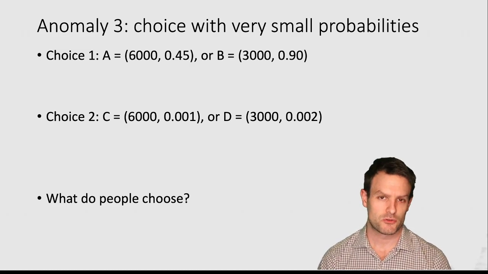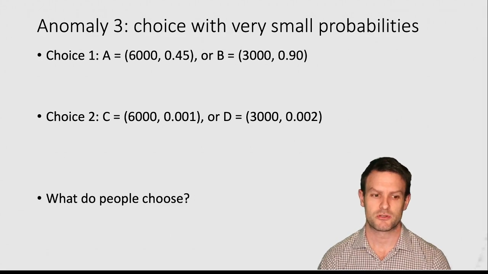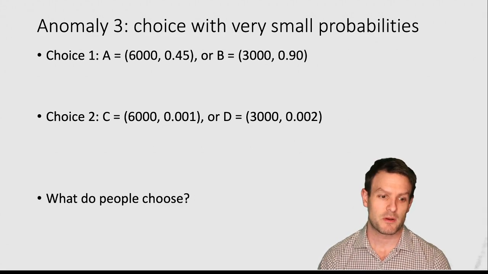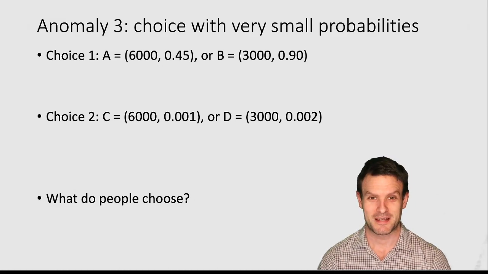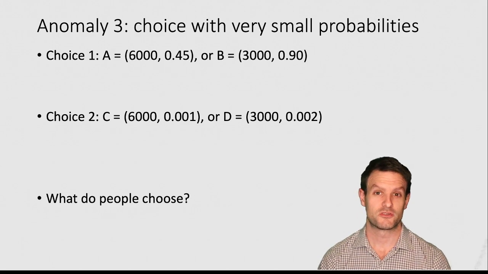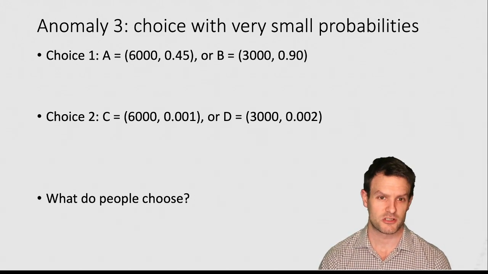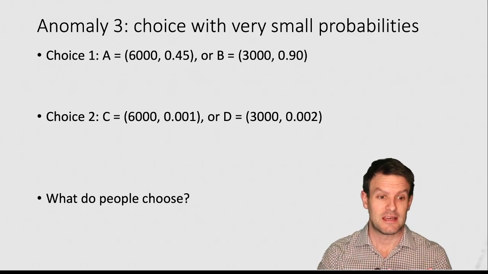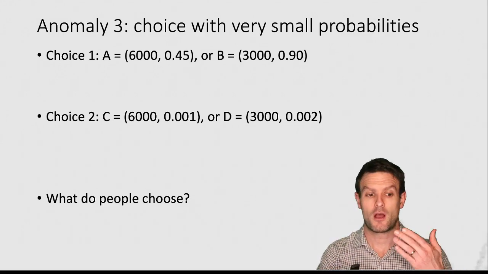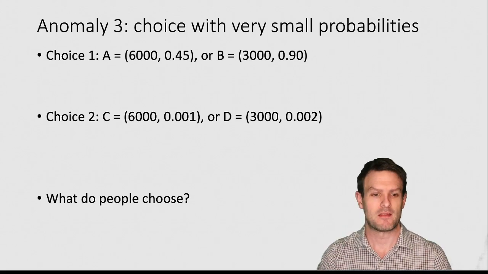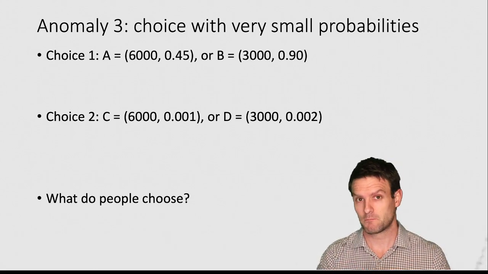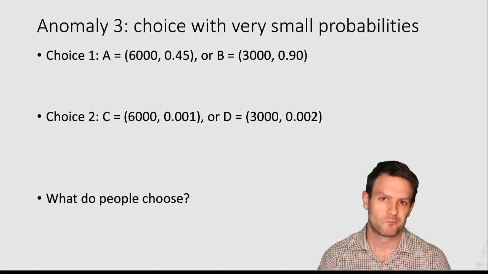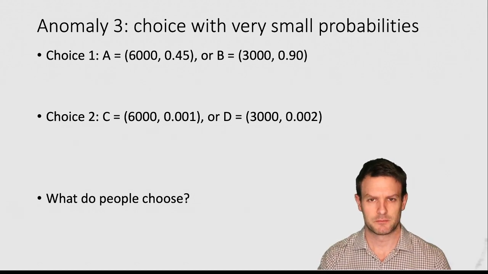Now contrast that with choices C and D, which is option 2. There you've got £6,000 with a probability of 0.001, okay, so a 0.1% chance, or £3,000 with a probability of 0.002, or a 0.2% chance. So the question here is, again, what do people choose? If you're confronted with those choices, option A and B, pick one, and then option C and D, pick one, what do you pick and why? So think about that for a second.